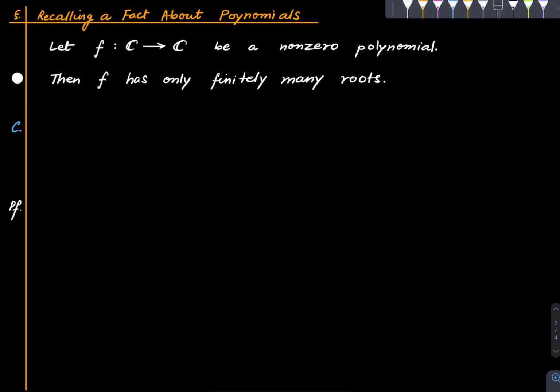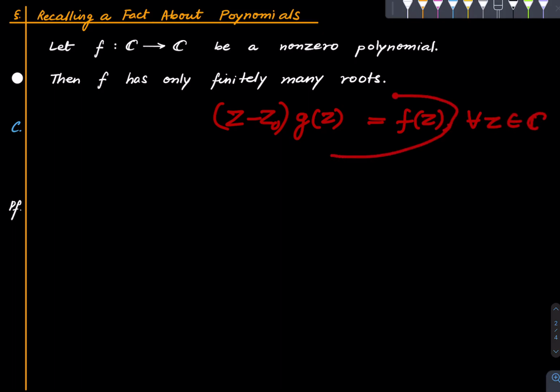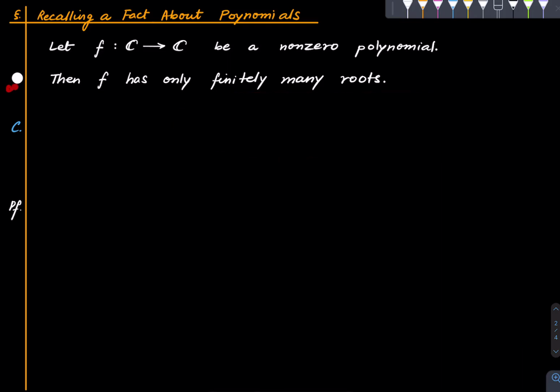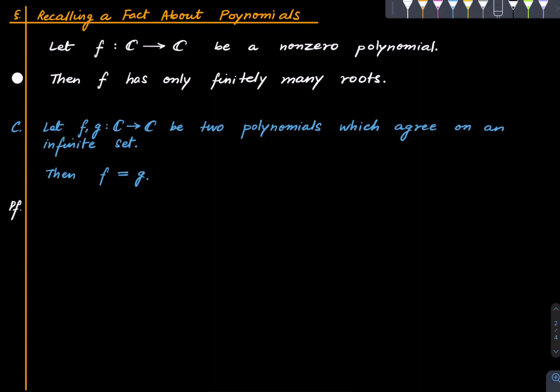That is what we saw, and that was a consequence of what is called the factor theorem. Basically, if z0 is a root of f, then you can find a polynomial g such that this happens. That's basically why the number of roots of f is bounded by the degree of f. A corollary of that conclusion is this: suppose we have two polynomials f and g which agree on an infinite set. What do we mean by agree? We say f and g agree on a point p if f of p equals g of p, meaning they take the same value at p.